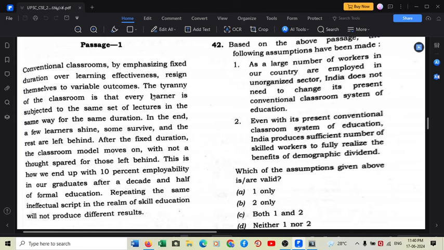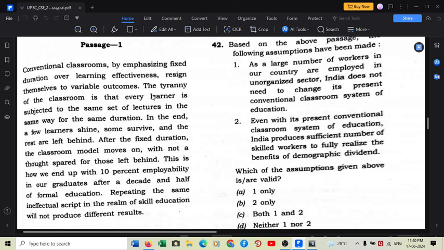After the fixed duration, the classroom model moves on with not a thought spared for those left behind. Definitely yes, who cares? So a no-care attitude in India. And definitely the pedagogy administration in India, which is the teaching administration of India, is currently poor. The teachers are more caring about what they get at the end of the month in terms of salary, rather than providing value to maximum students where their careers can be enriched. So that is not the focus. The focus is on individual benefit, right?